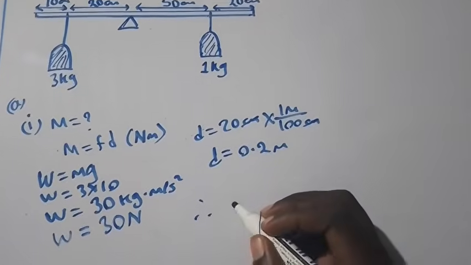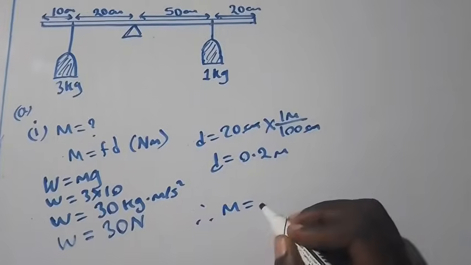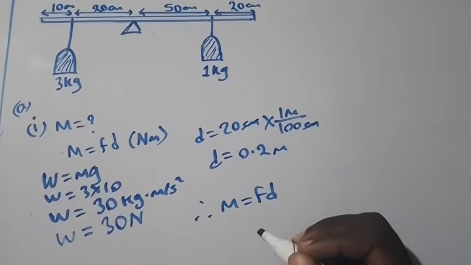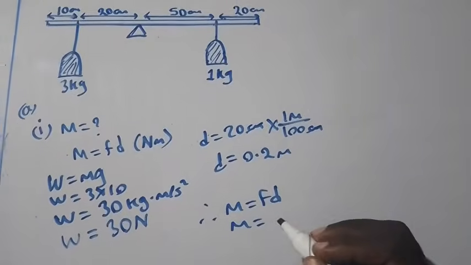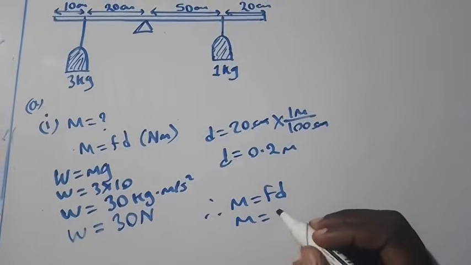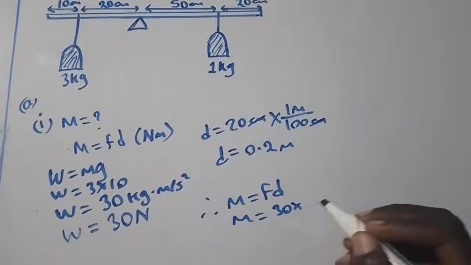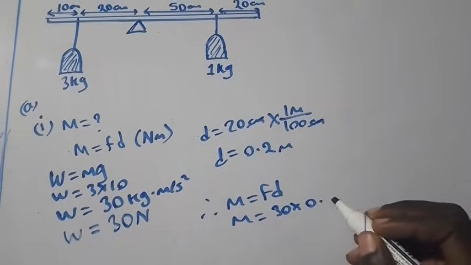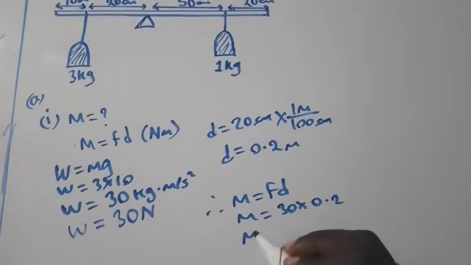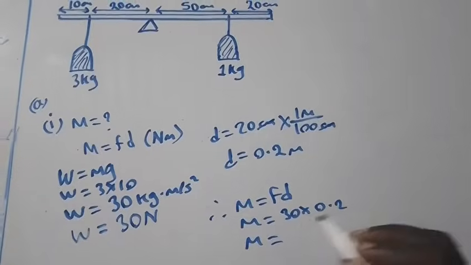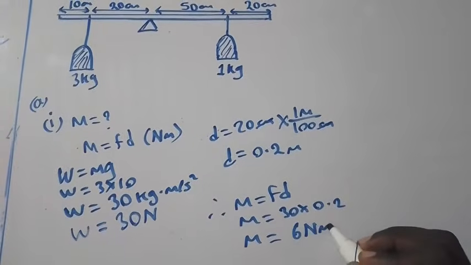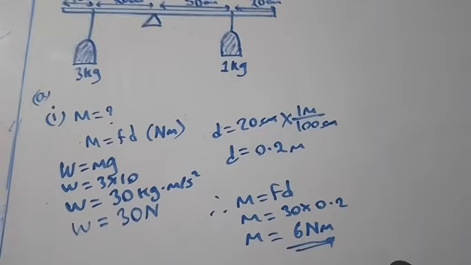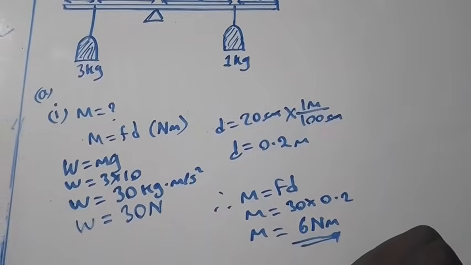Therefore, moment equal to force times the perpendicular distance. From force we have 30 newtons times 0.2. So if we multiply the two, we are getting 6 Newton meter as our moment.